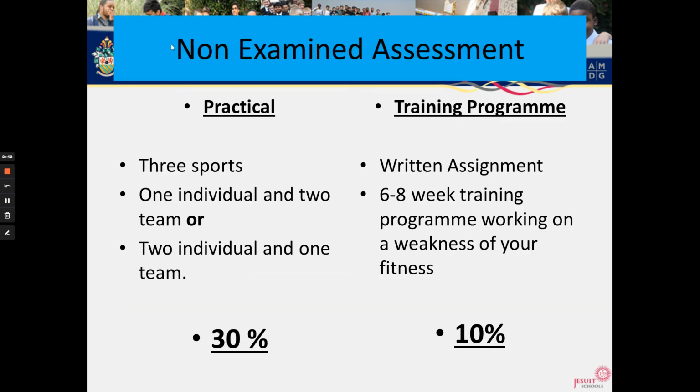So the non-examined assessment, the practical, is for 3 sports, so a combination of either 1 individual and 2 team sports, or 2 individual sports and 1 team sport, and it's worth 30%. The training program, which is a written assignment of a 6 to 8 week training program, your son identifies a weakness in his fitness, and then he has to work on a program to improve that, and that's worth 10%. So the whole practical or non-examined assessment is worth 40%.